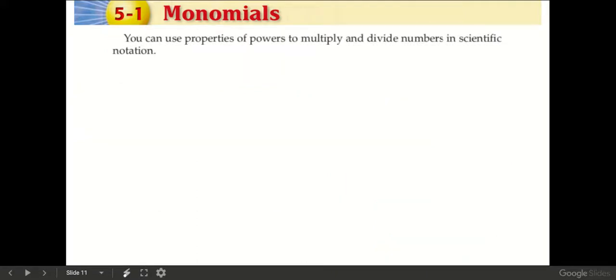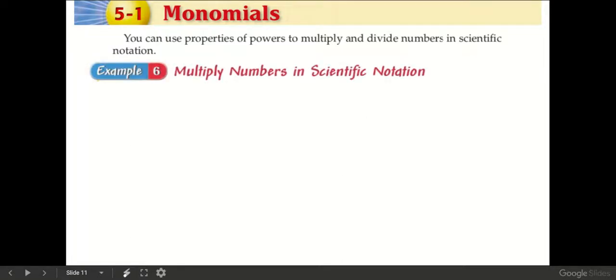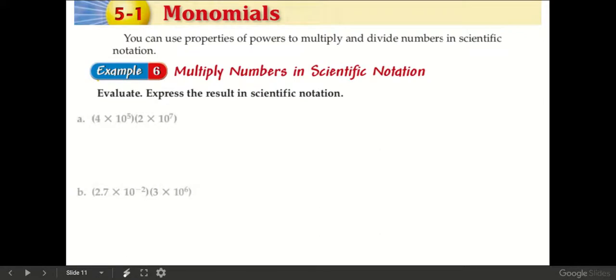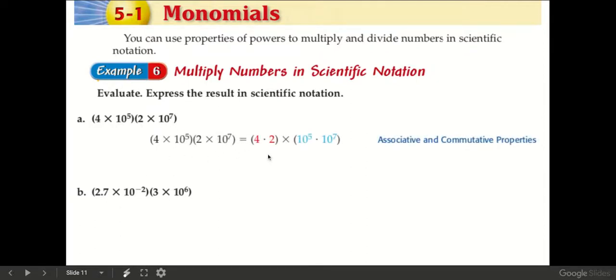You can use properties of powers to multiply and divide numbers in scientific notation as well. So let's look at a couple. It says evaluate and express the result in scientific notation. So here I have 4 times 10 to the 5th power times 2 times 10 to the 7th power. It's all just multiplication, so I can write it as 4 times 2 times 10 to the 5th power times 10 to the 7th power. Well, I know 4 times 2 is just 8, and 10 to the 5th times 10 to the 7th, add the exponents, use our exponent rule, that's going to be 10 to the 12th.